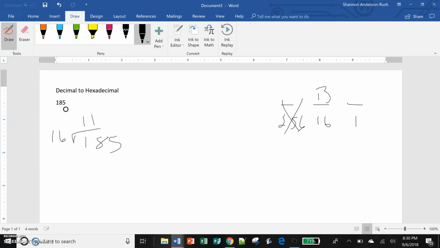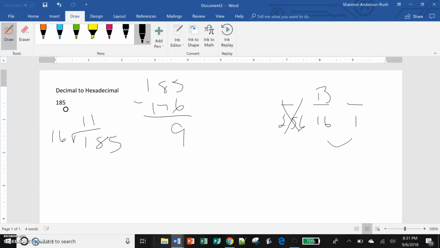Now, I've used some of my value of 185. So I'm going to take my 185 and subtract B times 16. Well, what is B? B is 11. So I'm going to multiply 11 times 16 and I get 176. So I have used 176 of the 185. So 185 minus 176 is 9.